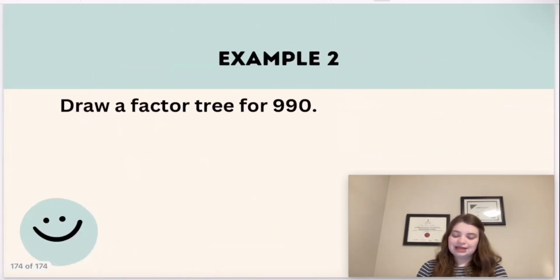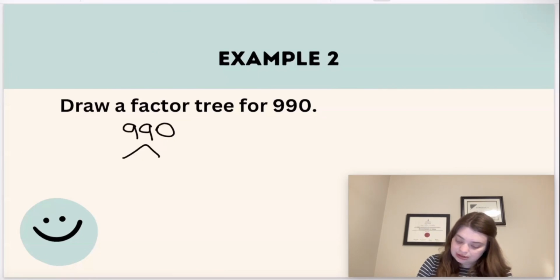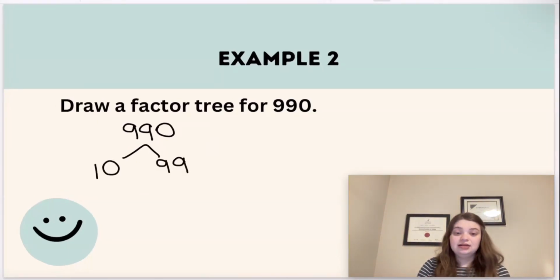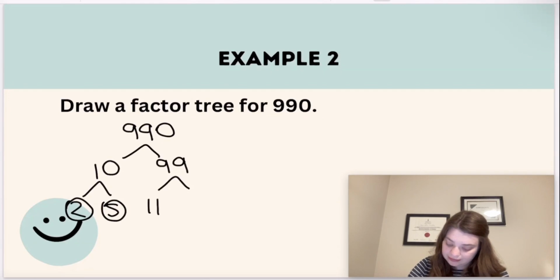Let's do one more example. Draw a factor tree for 990. Okay, so let's do that. Well, 990 is equal to definitely 10 times something, 10 times 99. So we'll do that one first. Then 10 is 5 and 2, which are both prime, so that ends that branch. Then we have 99. 11 times 9 is 99, so I'll be going with that.